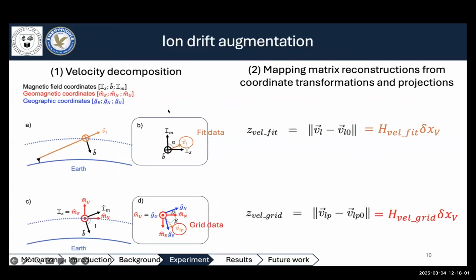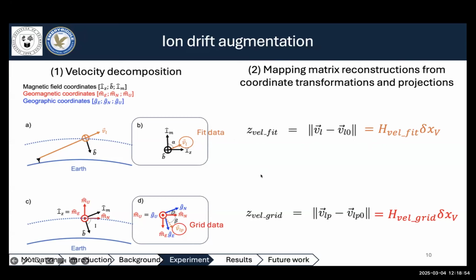First of all, we decompose the velocities measured by SuperDARN. Because it is perpendicular to the Earth's magnetic field line, we can project onto 3D space and represent it by the Earth's magnetic field line coordinates. The first setup of the observation matrix is shown on the right-hand side, which is the difference between the measurements by SuperDARN minus the model values, yielding the projected velocity by the newly constructed mapping matrix HVL fit and the E cross B drivers.